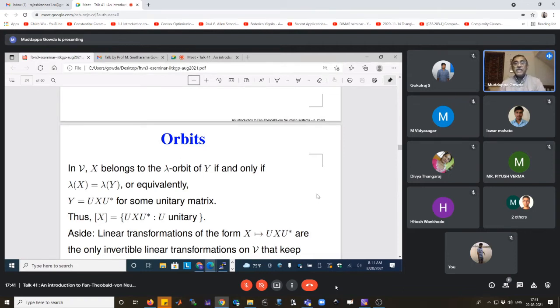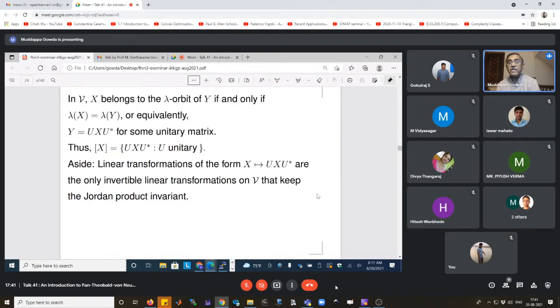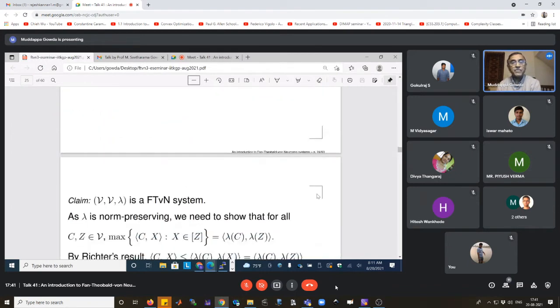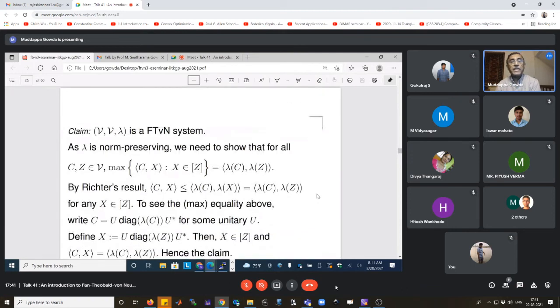Aside, linear transformations of the form X going to U X U star are the only invertible linear transformations on V that keep the Jordan product X circle Y invariant. So this is another way of introducing these transformations X going to U X U star entirely in terms of the Jordan product. Okay. We claim that this triple V, lambda is a FTVN system.